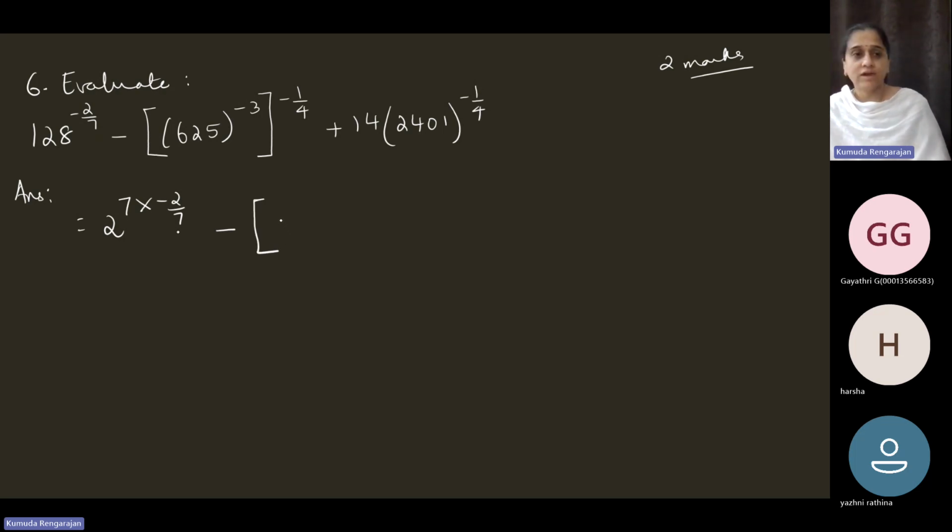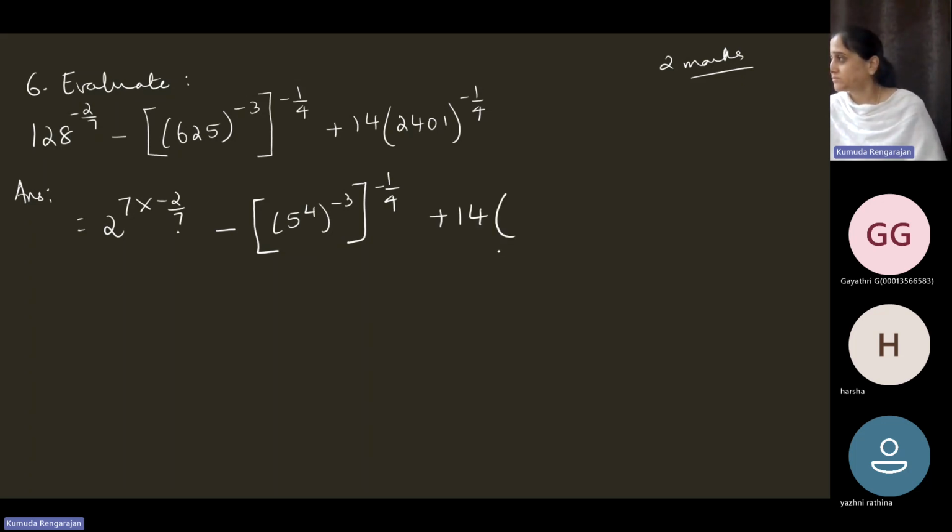5 to the power 4. But there is this power minus 3 and there's also this power minus 1 by 4. Then plus 14 into, what about 2401? 7 to the power 4. 49 into 49. Right. And then there's the power minus 1 by 4.